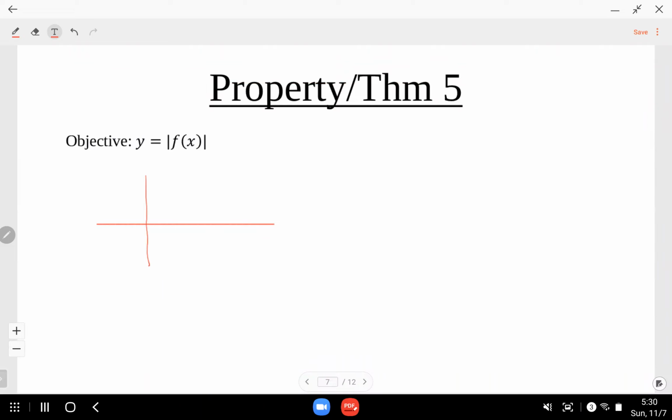Let's say we have that same example from before. Now this is y equals f of x, and this time we're going to find y equals the absolute value of f of x. So we can create our chart again, and let's see what that looks like.